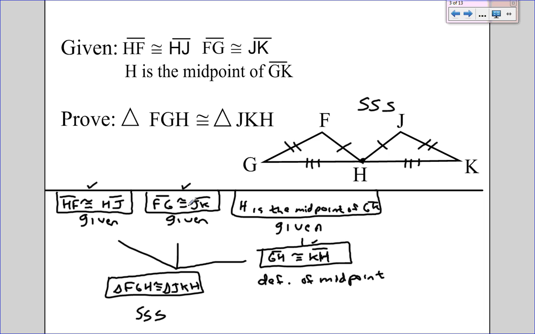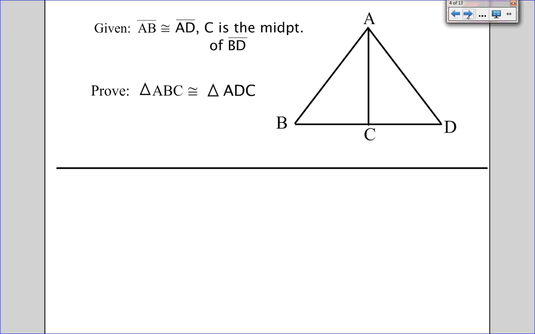So if you don't have three congruent statements, you've got to get a third one. And a lot of times that's from the given where there's no congruent statement in it. All right, pause the video and try this problem on your own.